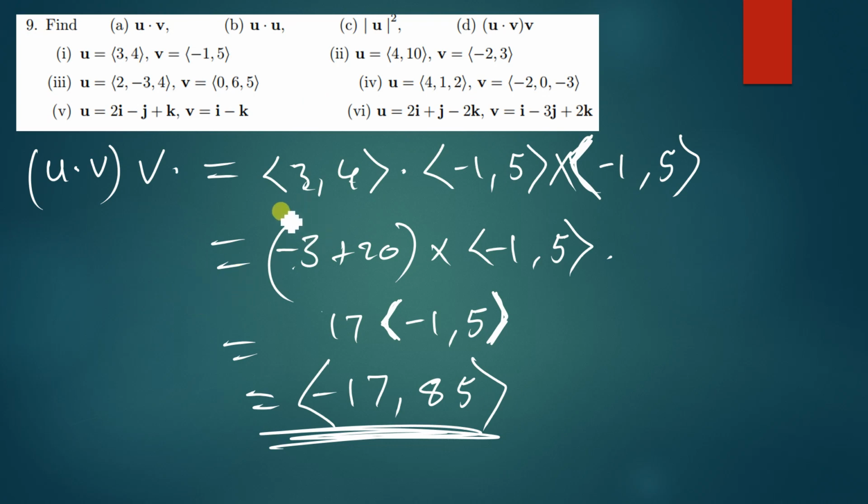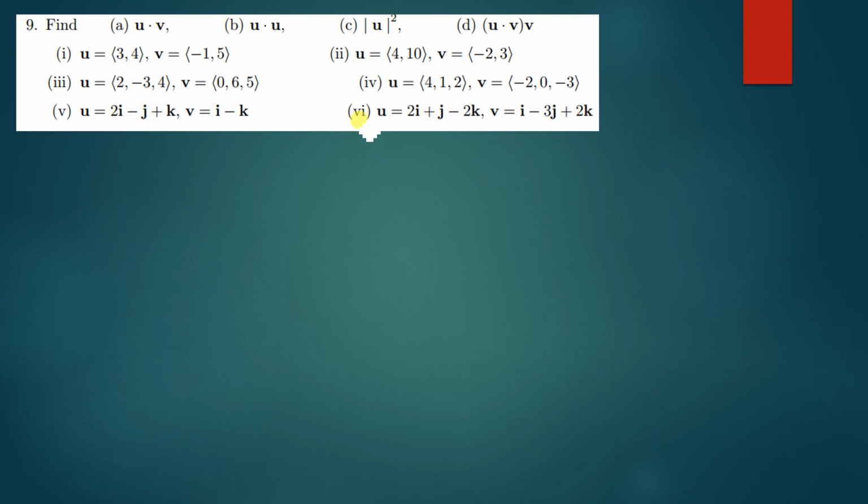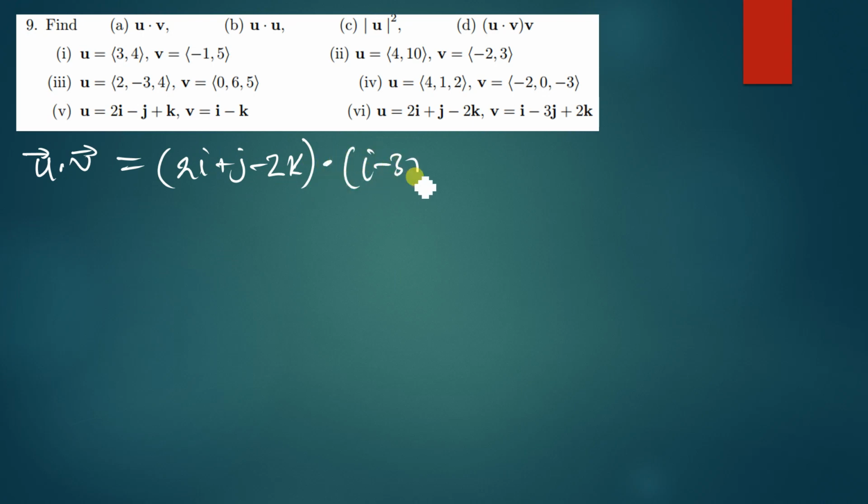So let's quickly pick another question from this. I'm going to pick the last question, which is that one. In the last question, we have u and v given. So the dot product of u and v is going to be, we have 2i plus j minus 2k dot i minus 3j plus 2k.